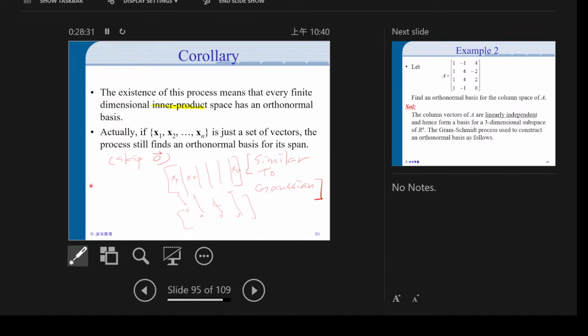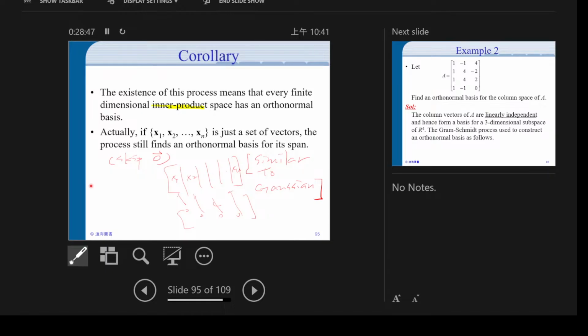So it's an alternative to Gaussian elimination. Okay, and that's the Gram-Schmidt process.